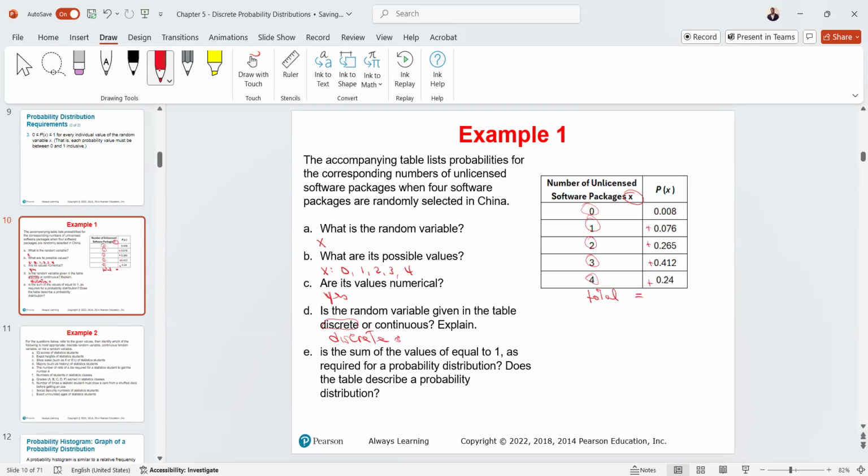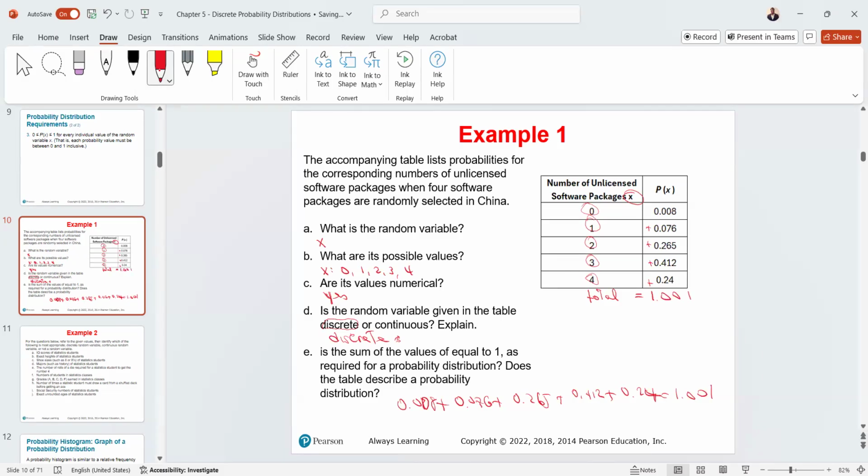When you add everything together: 0.08 plus 0.076 plus 0.265 plus 0.412 plus 0.24, the answer is equal to 1.001. So we know that 0.01.